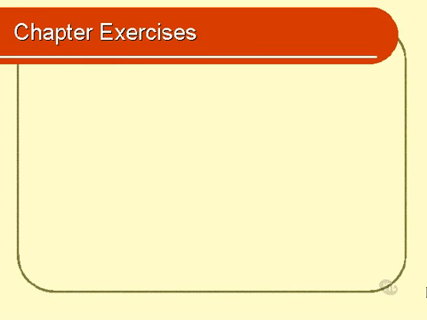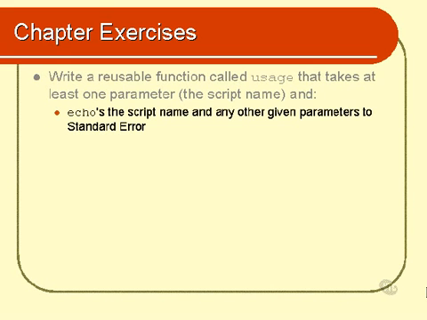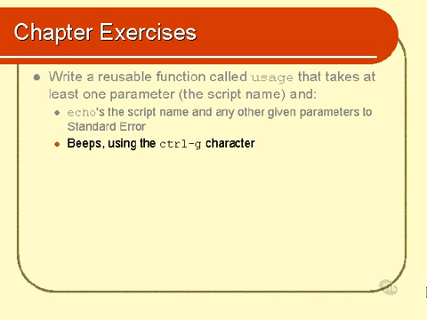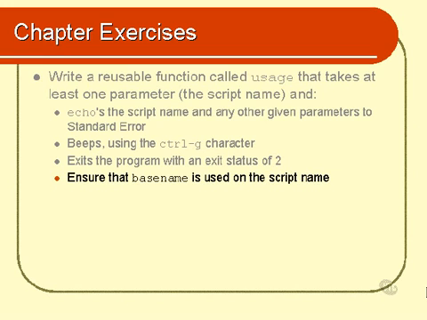So here are the exercises for Chapter 9. There's 2 of them. The first one is I actually want you to write a reusable function called usage. When I say reusable, I mean this function should be able to be used with any shell script regardless of the actual parameters that script takes. So the function should take at least one parameter, which is the name of the script. I guess you could get that from $0. And it should do the following. It should echo that script name plus any other given parameters that you specified out to standard error. It should actually beep, make a little ping noise using the Control-G character. I don't know if you remember how to do that, but it's pretty much just putting a Control-G into the echo statement. It should also exit with an exit status of 2, and we should ensure that basename is used to trim out the path information from the script name.